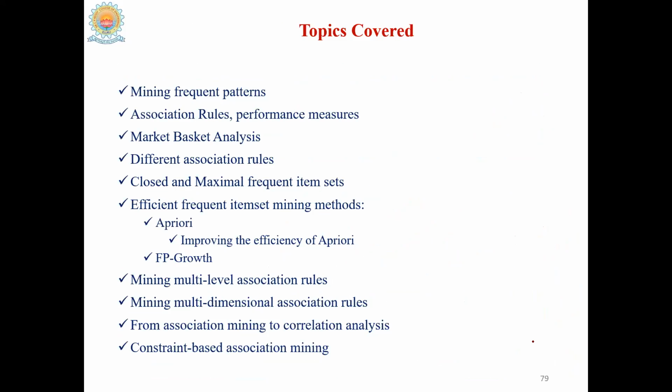So here we are at the end of the third unit. These are the topics we have covered from the third unit: mining frequent patterns, association rules, performance measures, market basket analysis, different association rules, closed and maximal frequent item sets, and efficient frequent item set mining methods. Under this, we have the Apriori method and FP-growth, mining multi-level association, mining multi-dimensional association rules, from association mining to correlation analysis, and constraint-based mining. All these are the topics we have covered till now.